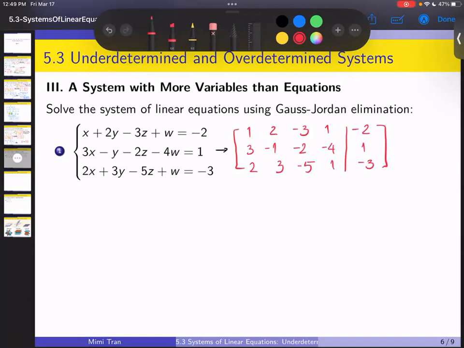The reason being that you have things called free variables. What do I mean by free variable? If you go back to the problem where they have infinitely many solutions, remember I let y equal t? y is a free variable, right? It's free because you can choose any value for y, and x and z depend on that. Let t be anything.